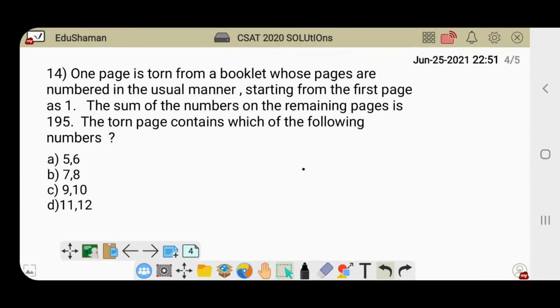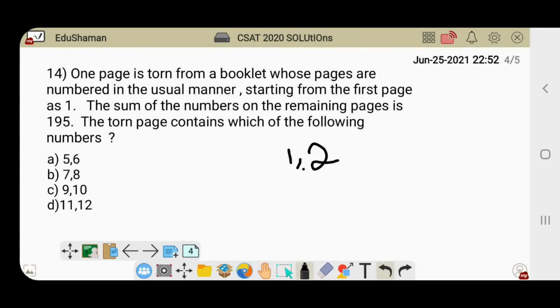Guys, the 14th question says one page is torn from a booklet whose pages are numbered in the usual manner, starting from the first page as 1. The sum of the numbers on the remaining pages is 195. The torn page contains which of the following numbers? Option A 5 and 6, option B 7 and 8, option C 9 and 10, or option D 11 and 12.